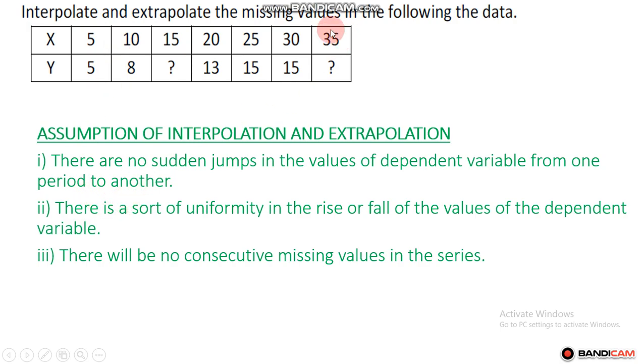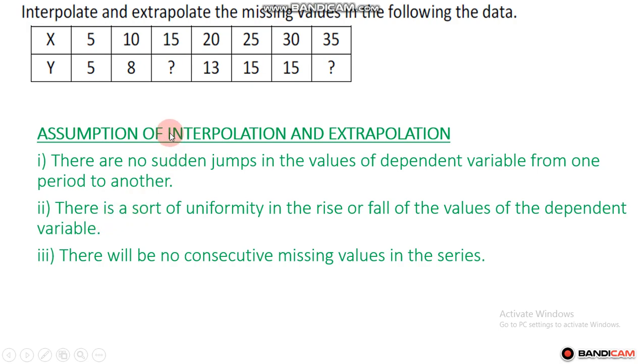The third point of assumption is that there is a sort of uniformity. Look at the x column 5, 10, 15, 20 and the y column also. Whether the numbers rise or fall, there is a sort of uniformity in the rise or fall in the value of the dependent variable. So that is the third point.